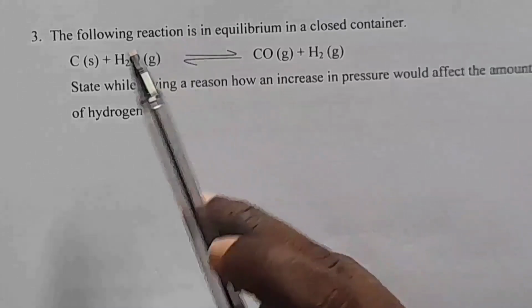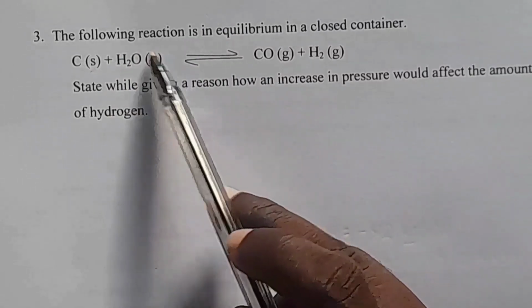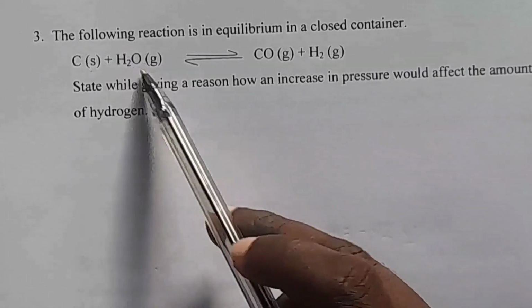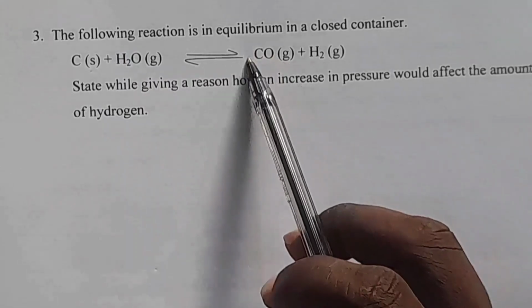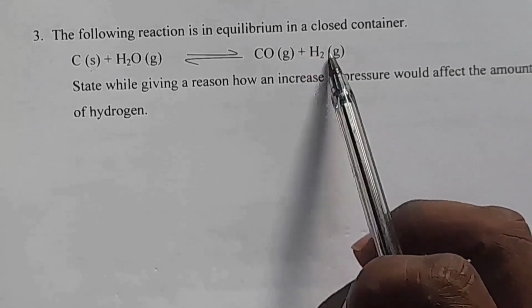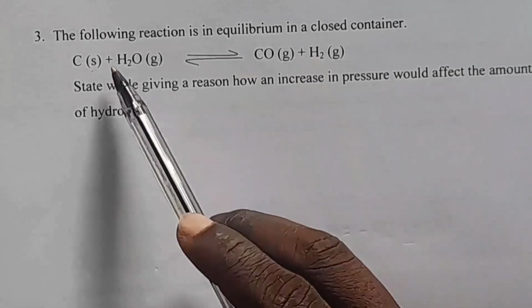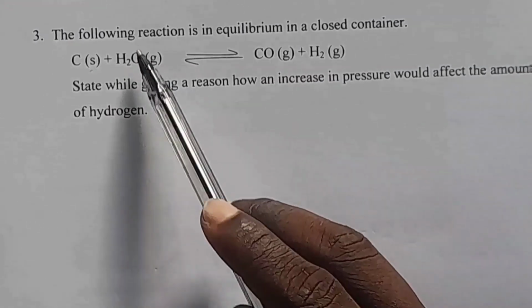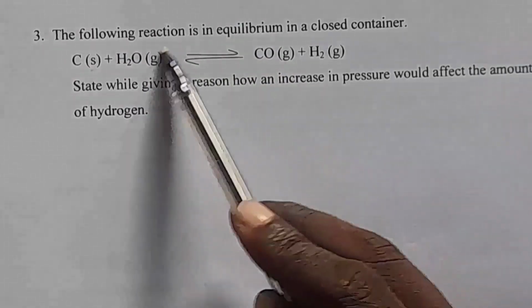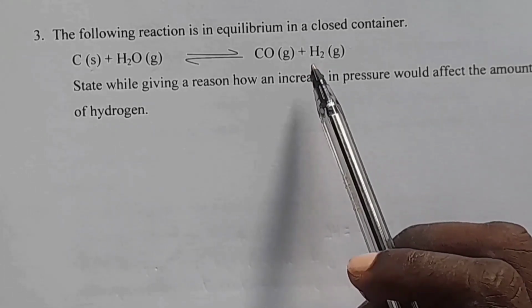Here, carbon is solid, so we are not counting it. We have steam, which is a gas, so one gas molecule. On the other side, we have carbon monoxide, 1 mole, and hydrogen gas, another 1 mole. So 1 plus 1 gives us 2 molecules of gas, and here we have 1 molecule of gas. That means the reactant side has fewer gas molecules, so the equilibrium will shift to the left. That means the amount of hydrogen is going to decrease.